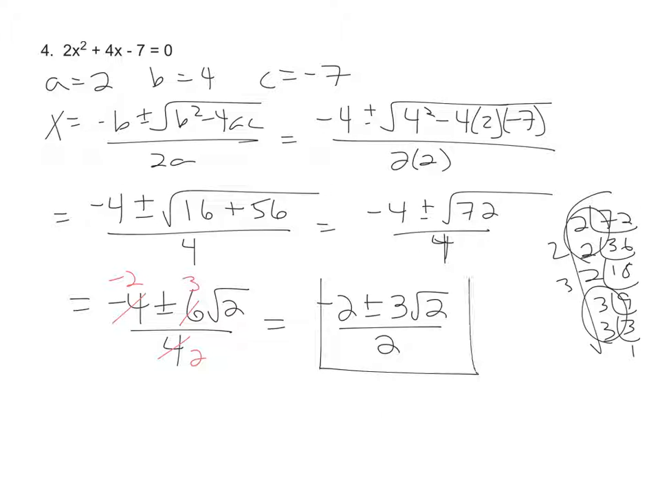Now, I cannot simplify the negative 2 over 2 because 2 doesn't go into the 3. So I'm done. At this point, a lot of people try to say this reduces, but because you have a 3 here, this 2 doesn't count because it's not 2, it's square root of 2. You can't reduce this any further. So that is actually your simplified radical form solution to this equation.